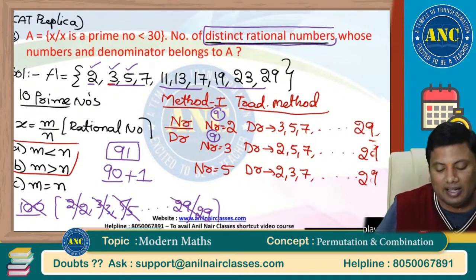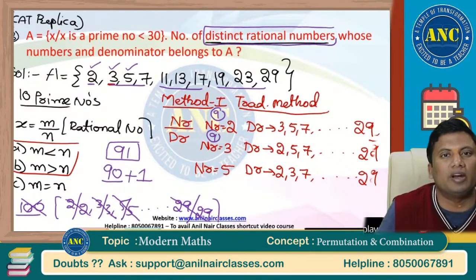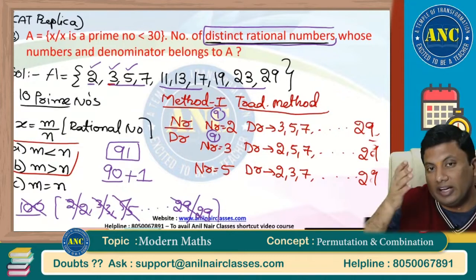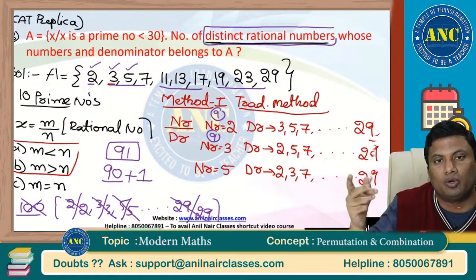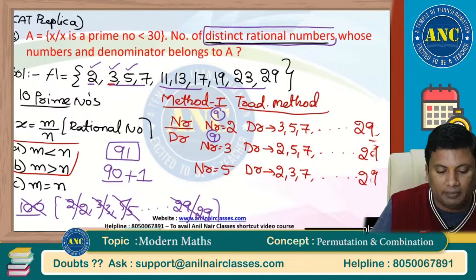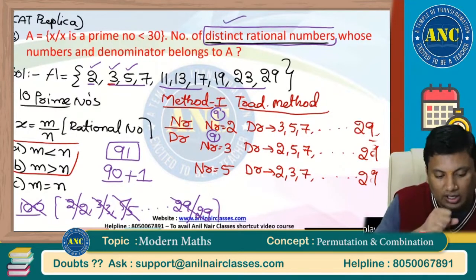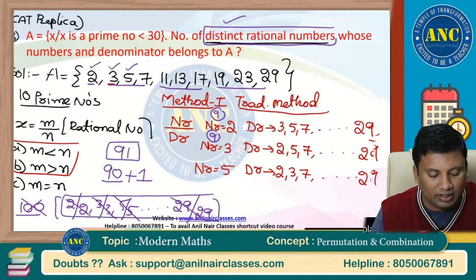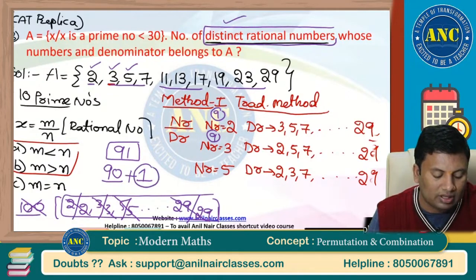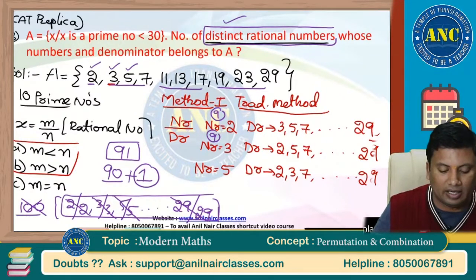From where will you get 100? 90 cases where the numerator is less than or greater than the denominator, and then you will take 10 cases where the numerator equals the denominator, 2 by 2, 3 by 3, 5 by 5, 29 by 29. That is incorrect. Why? Because the question says distinct. So all these 10 values are nothing but one value. There is one value, the rational number 1, where numerator equals denominator. 90 plus 1.